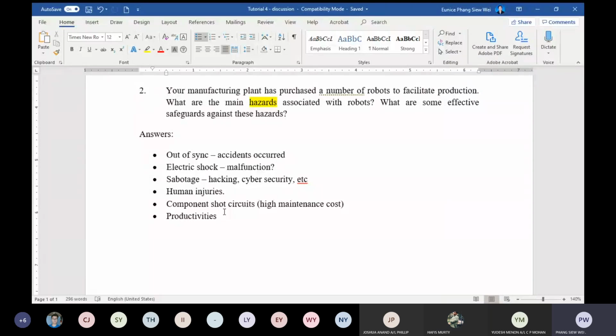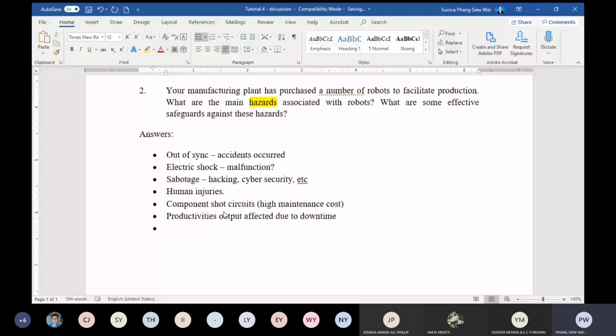Productivity, output is affected due to, what's that called? It's about the same thing. Downtime. Downtime, that's a good one. Yeah. Okay. We humans also have this one, right?